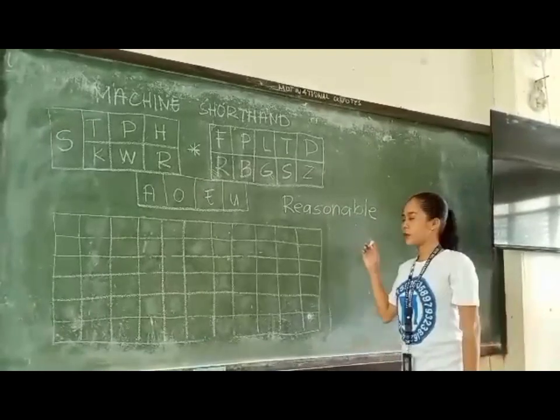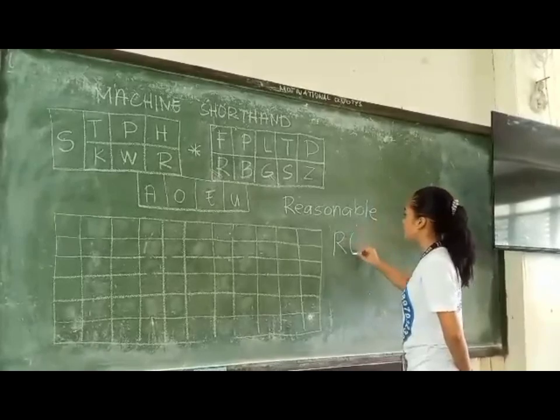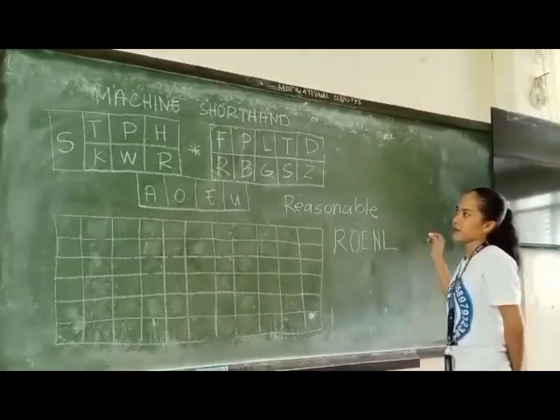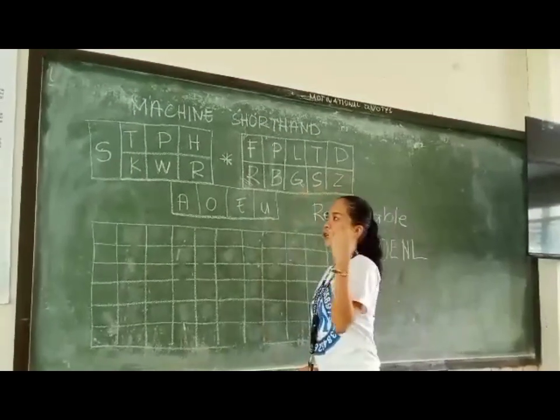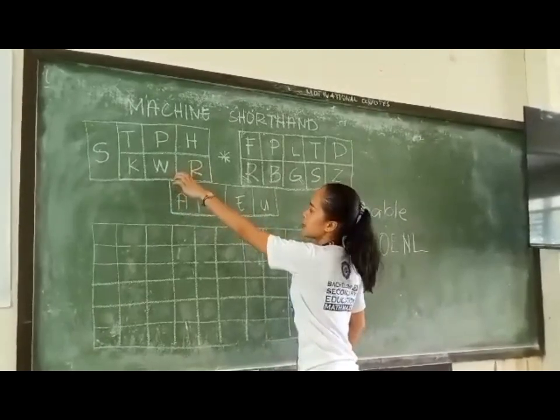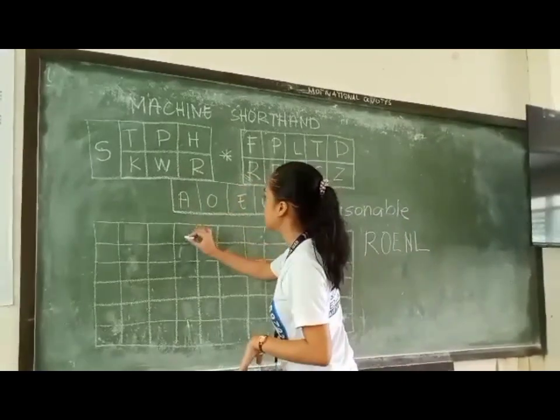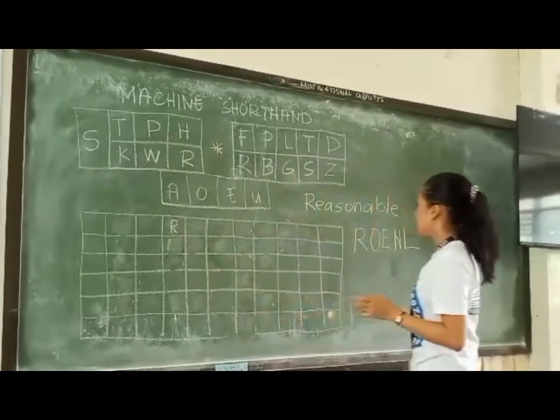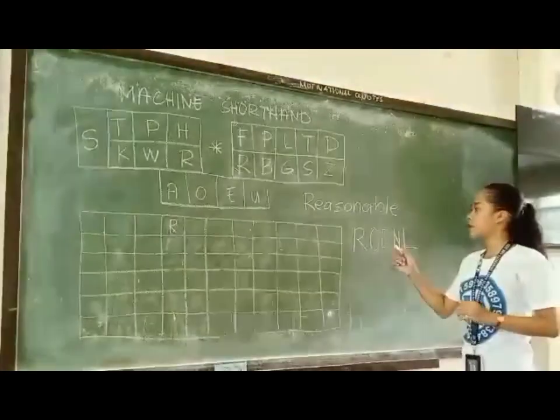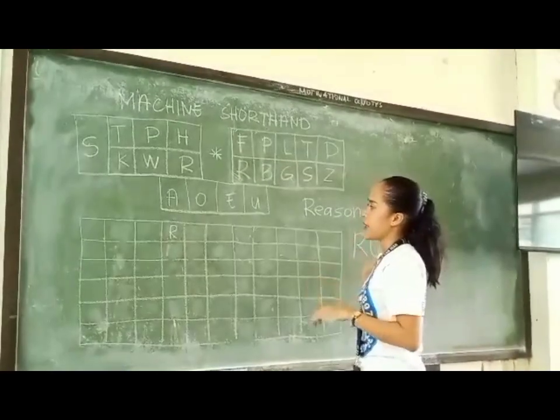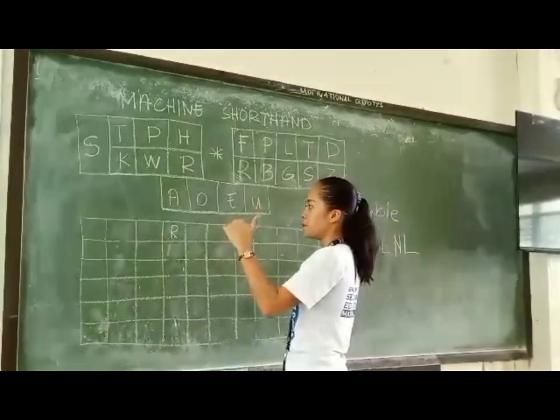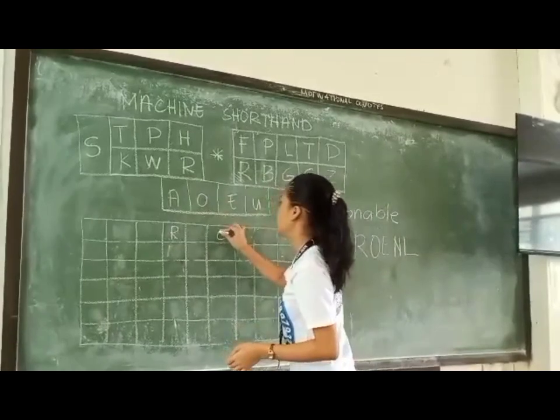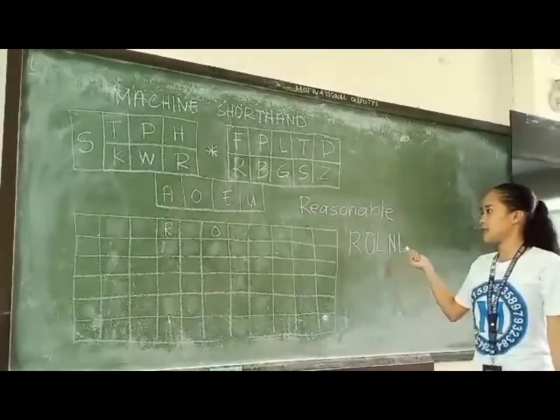The third example of word is reasonable. The sound pattern of reasonable is initial R, vowel O, and vowel E, final N, and final L. In machine shorthand, with your left index finger, depress R to put initial R. Then, next is the vowel O. In machine shorthand, we depress in your left thumb finger, depress O to write vowel O.